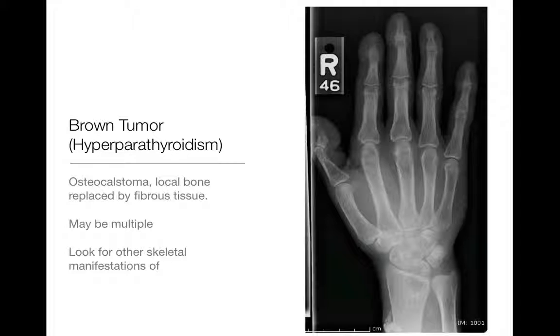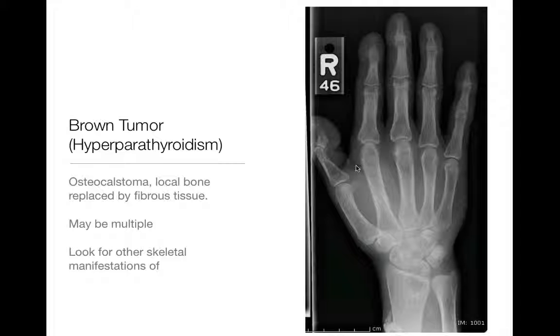Next on the list is hyperparathyroidism, the H in the mnemonic, and we use this to think of brown tumors. Brown tumors are just focal collections of osteoclasts which chew up the bone and it's replaced by this fibrous and vascular tissue. You can have multiple brown tumors, or you can have a solitary one. And the real key to making this diagnosis is looking for other clues in the skeletal system of hyperparathyroidism.